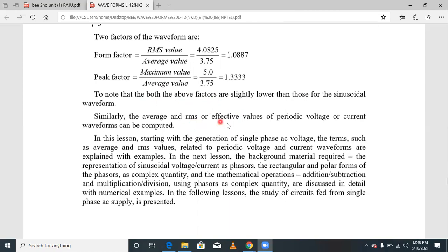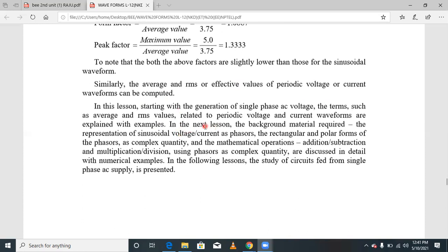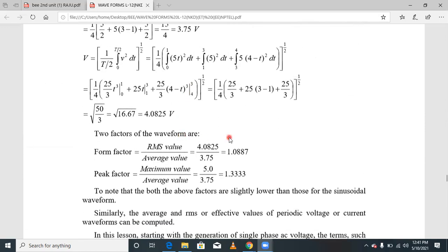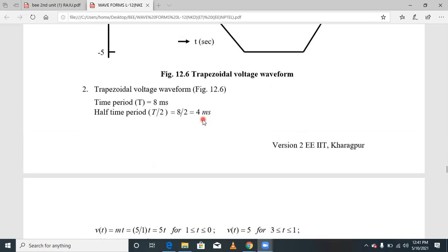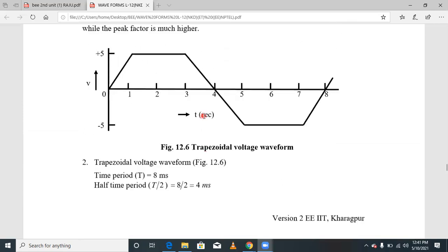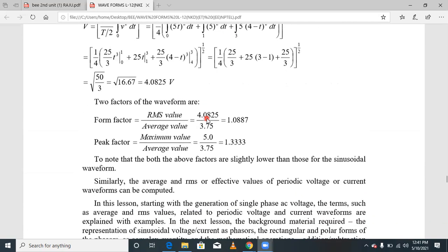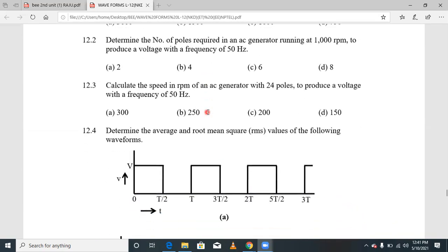Similarly, the average and RMS effective values of periodic voltage and current waveforms can be computed in the same way. So this is about the RMS value, average value, form factor and peak factor, and how to find them by using waveforms. Now some problems regarding this.